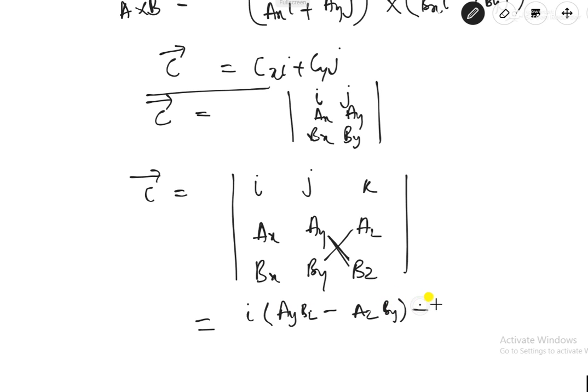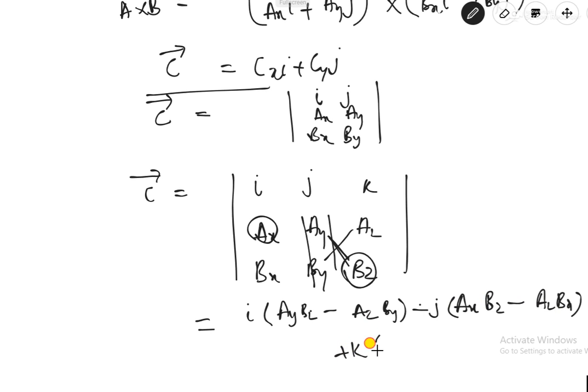Similarly, minus J into, you have to forget this column. You have to multiply this Ax into Bz, Ax Bz minus Az Bx, plus K. When you are taking K, you have to forget the K column. You have to do this too. It is Ax By minus Ay Bx. So this is the resultant vector when you are taking the cross product of two vectors in component format.